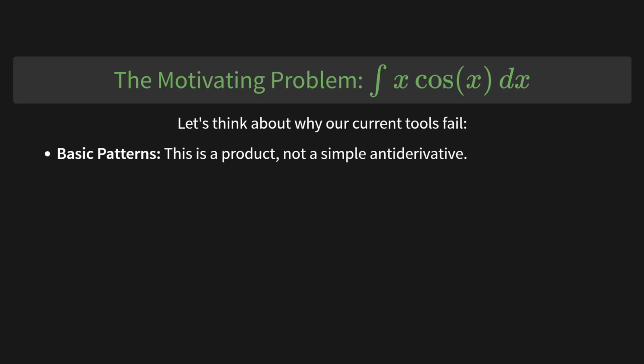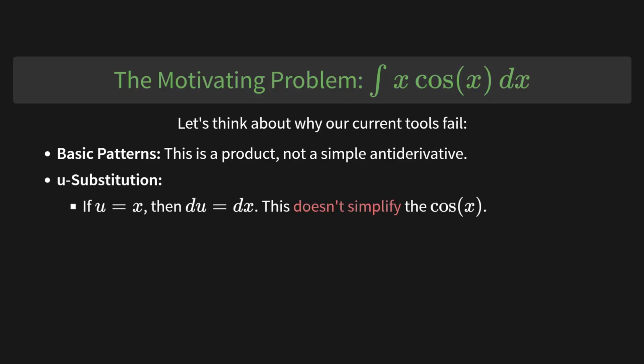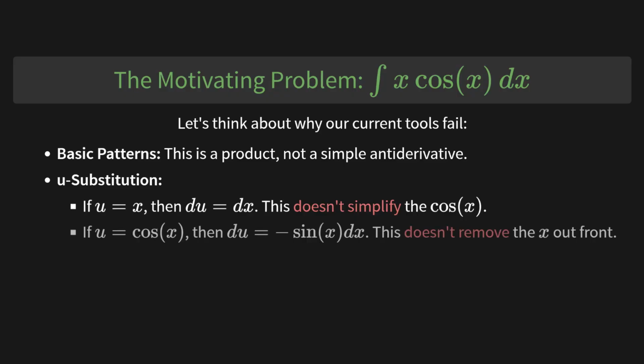Okay, so what about U-Substitution? Well, if you let u equal x, then du equals dx. That doesn't simplify the cosine of x at all. Alright, what if u equals cosine of x? Then du equals negative sine of x dx. That doesn't remove the x out front. You're stuck. We need a new tool.